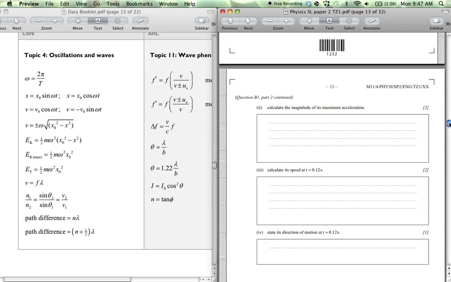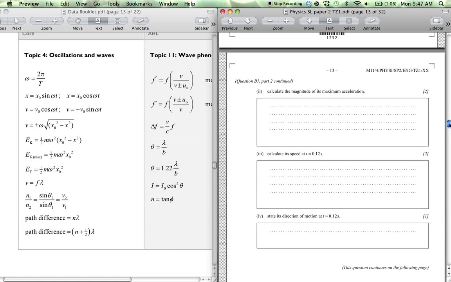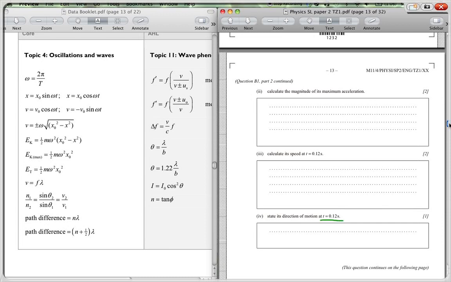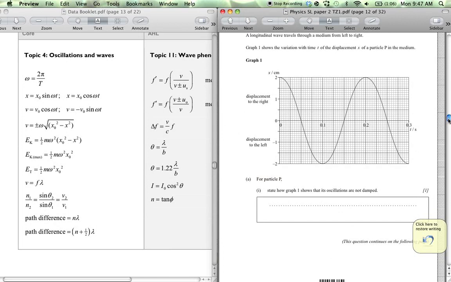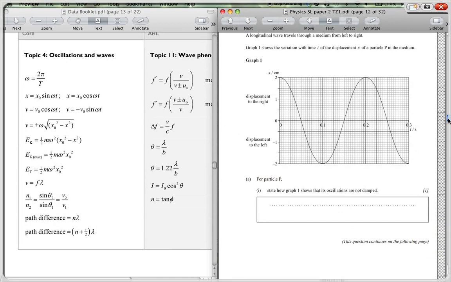Now, where are we here? This is it over here. State its direction of motion at the time 0.12 seconds. Alright, so let me go back to this graph again. We are at 0.12, so we're over there. It says we want to state the direction of motion at that point. So we can straight away see from this that the velocity on my graph is in a positive direction. It is going to be opposite to what the displacement is. The displacement is to the left, but it's actually moving to the right.